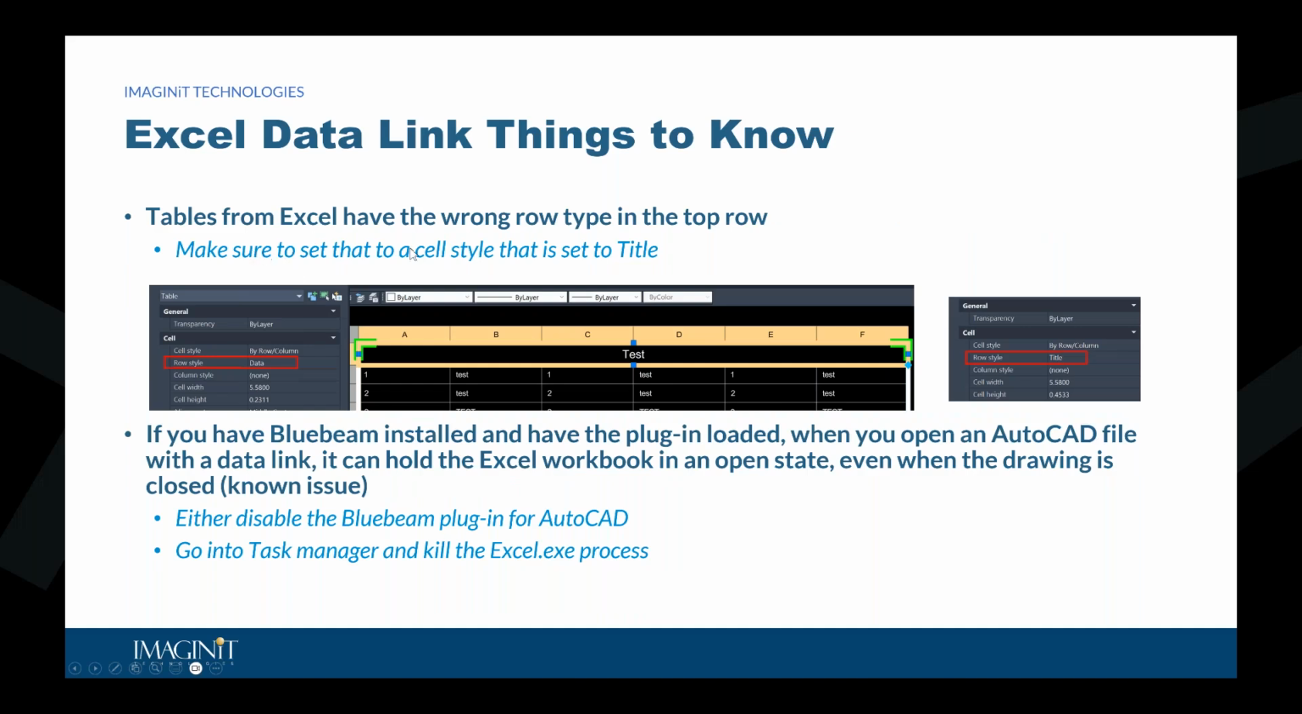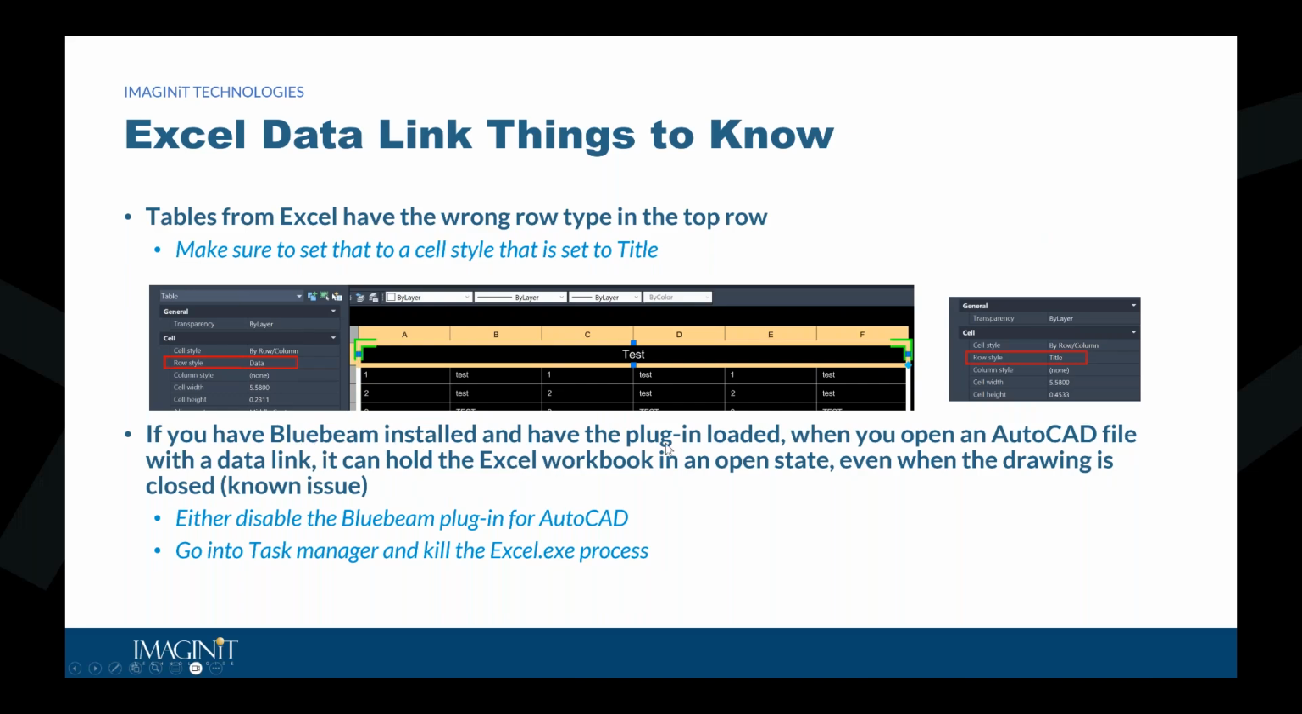And tables from Excel have the wrong row type. So make sure to set a cell style that is set to title. When you bring in your data, it will not bring in that top row as a title. It'll bring it in as strictly data. So if you need that to be a title row, if you're going to be breaking the table, etc., you do need to go in and set that to a title or something that is a label.